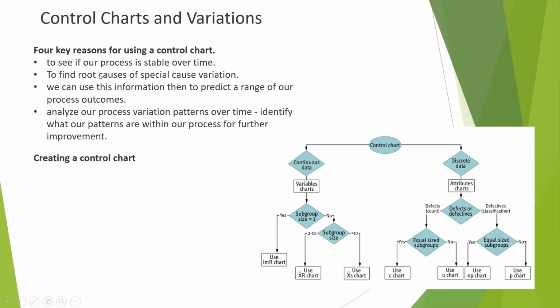We see that our process is stable over time and find the root cause of the special cause variation. Whenever there is any special cause, you have to identify it and then try to fix it. Use the information to predict the range, mainly from the control chart. I told you, if 3 points are going up, immediately the 3 points are going to come down. Like that, you will identify the trend of the particular denial. So we can predict how it is going to happen in the next 3 months, whether your denial is going to go up or come down. That kind of prediction you may get once your process is stable over time.